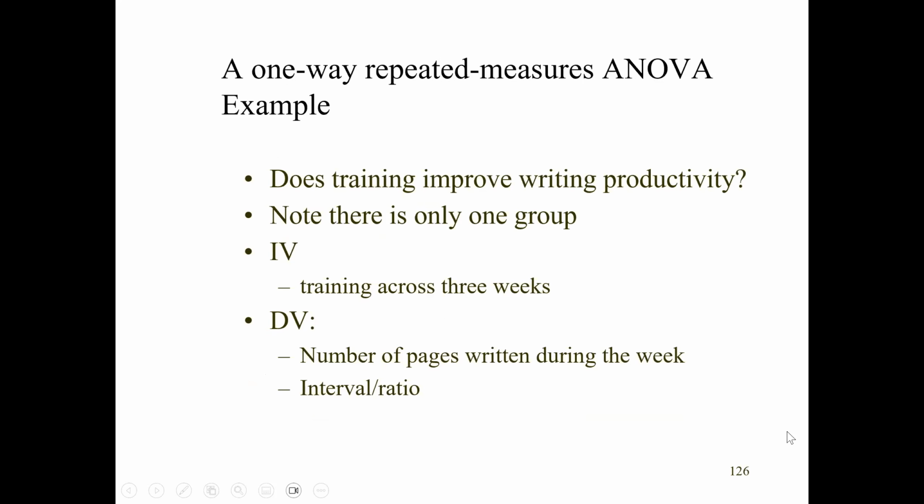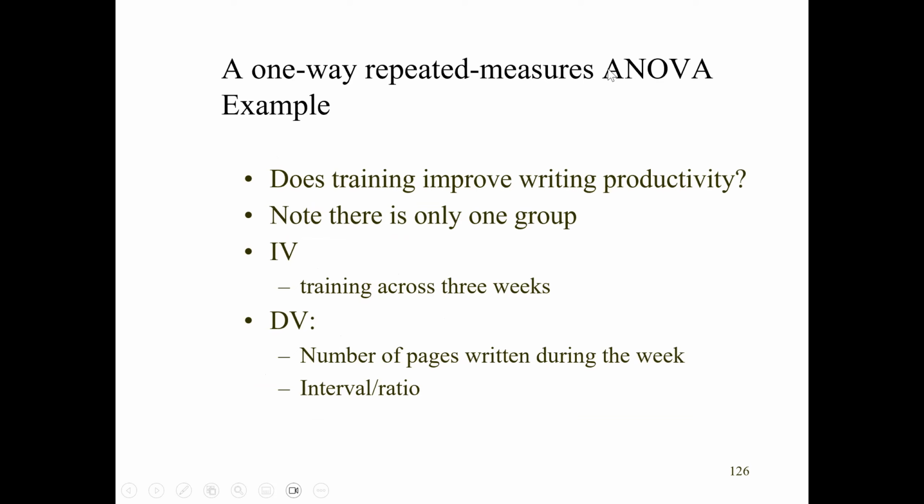So we're going to look at an example. We're going to look at whether training will improve writing productivity, and there will be one group. The independent variable is the training across 3 weeks. The dependent variable is the number of pages written during the week, which is on the interval ratio scale.